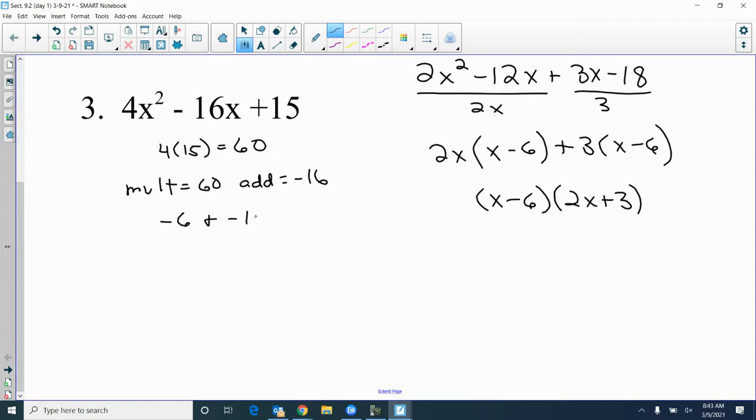Zane, what do I do now? Rewrite it. Good, as what? 4x squared minus 10x minus 6x plus 15. Okay, the 6 and the 10 are interchangeable. If you did the 6 first and the 10 second, it's absolutely fine. Just so your work will show up a little bit different.